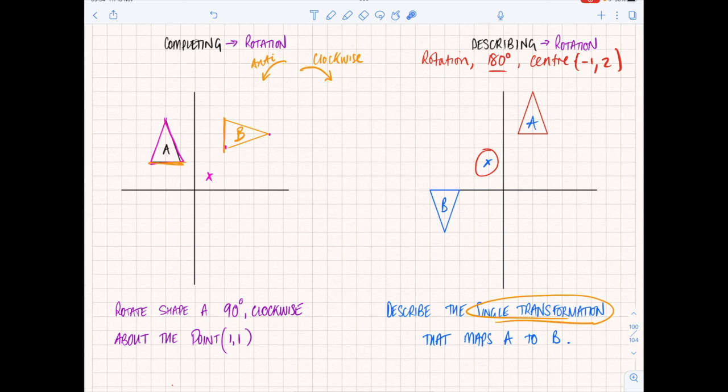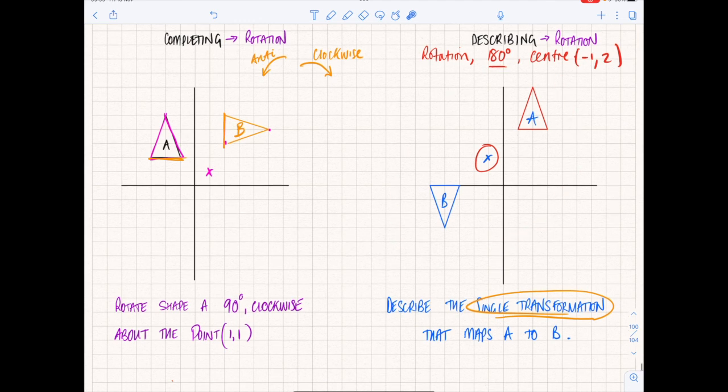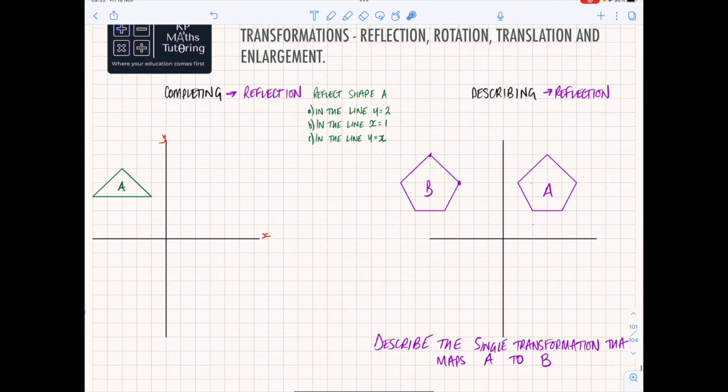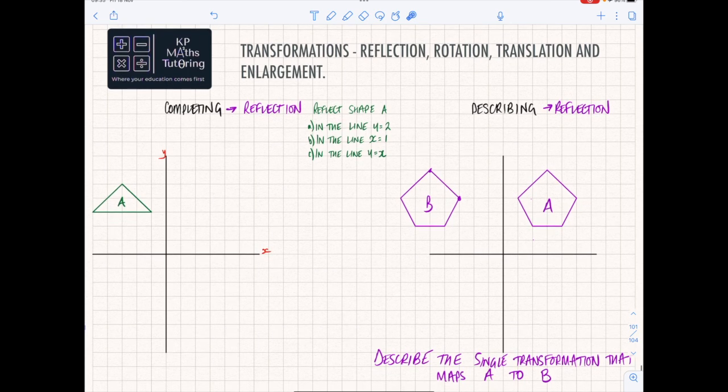Just remember, the scale of each square here represents 1. You go -1 and then up 2. So you're using the x value first for your coordinate. Okay, so that's how you would describe rotation. Okay, let's now move on to looking at reflection, what we do for reflection and how reflection would work.